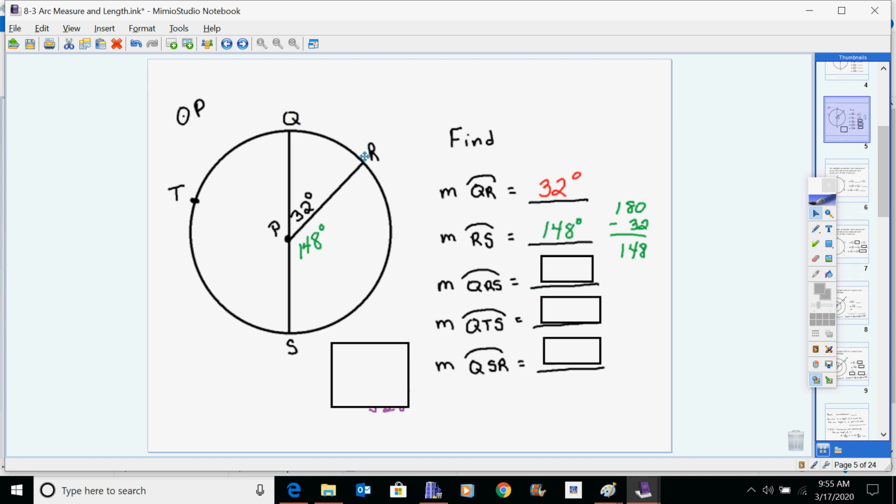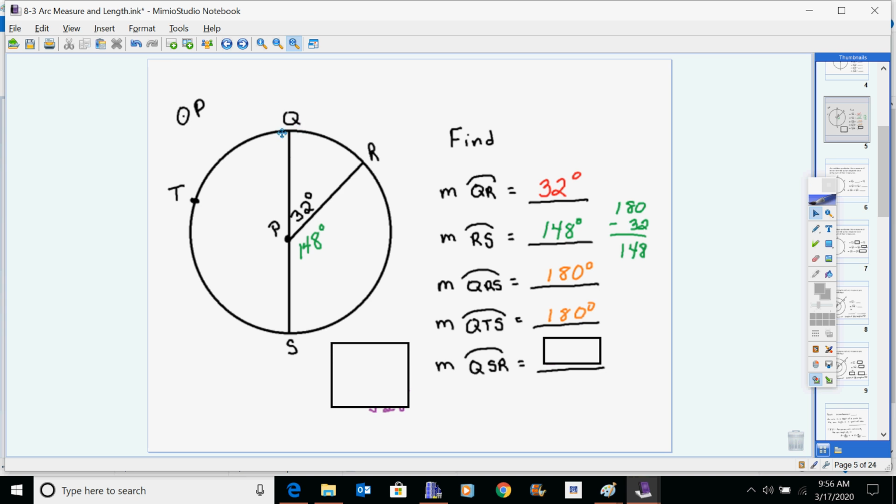Let's think about QRS. It has to go along with the number of degrees here. So some of you have already figured out, wait a minute, the number of degrees when we put these things together is 180 degrees, and you're absolutely right. So the measure of this semicircle, QRS, is 180 degrees. The measure of any semicircle, that is, the endpoints of a diameter, will have to be 180 degrees. Measure of arc QTS, think for a minute, is also 180 degrees.